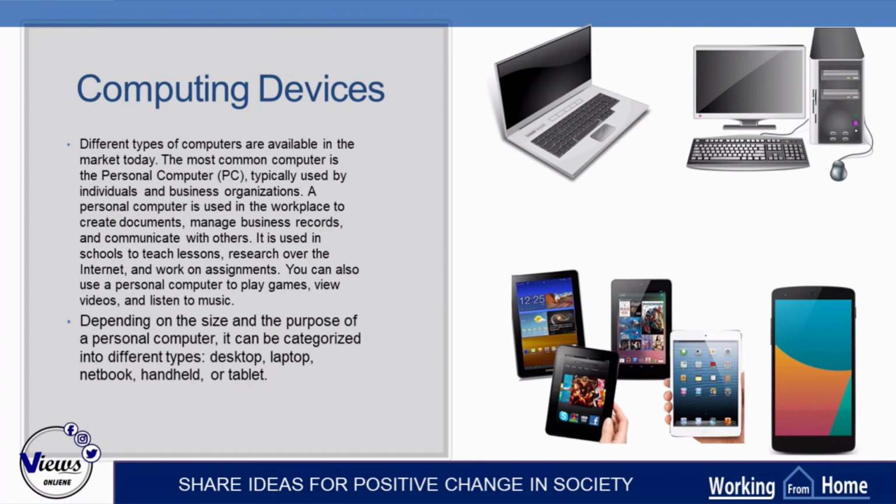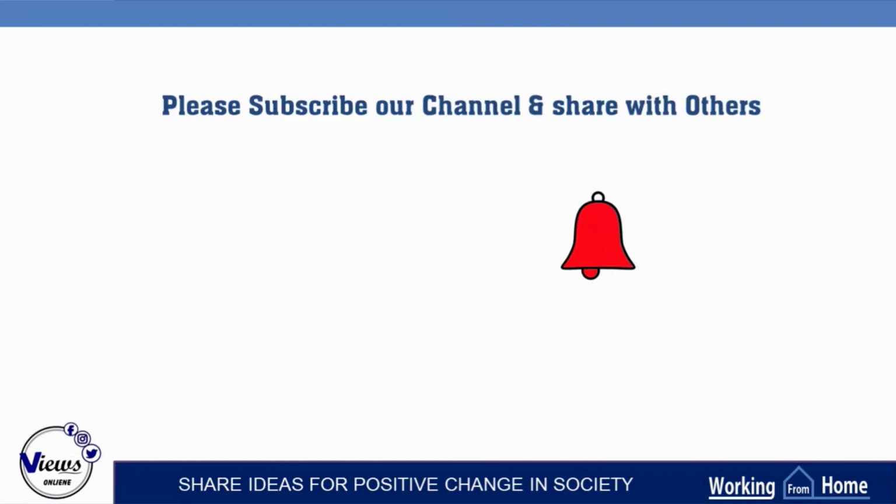Depending on the size and the purpose of a personal computer, it can be categorized into different types: desktop, laptop, netbook, handheld, or tablet.